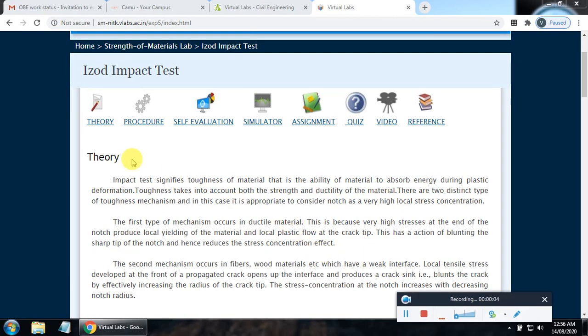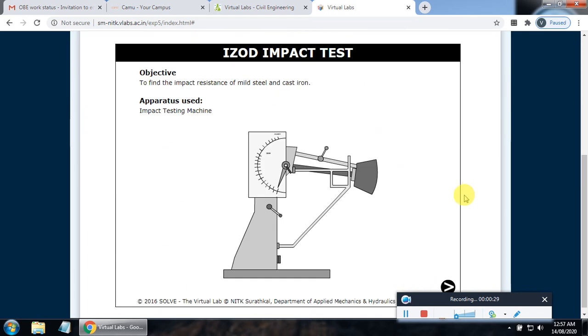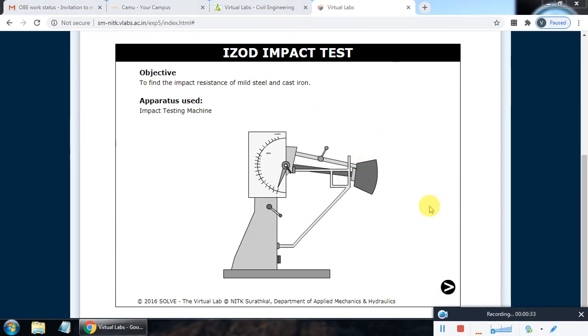Hi. So here we will see about the Izod impact test, which is there in our strength of materials laboratory. Here we find out the impact energy, or the resistance to impact, of a material, like cast iron and MS steel. We have a simulator in the virtual lab where it is given step by step.